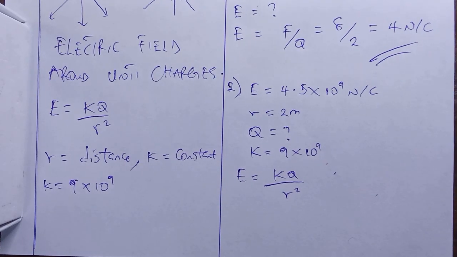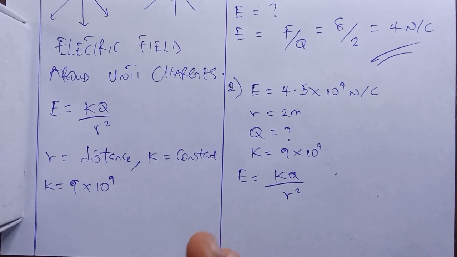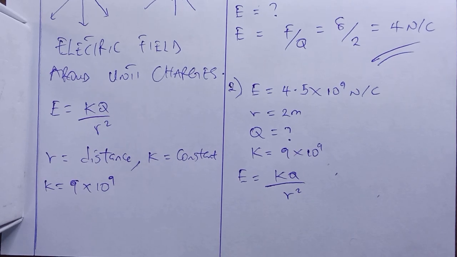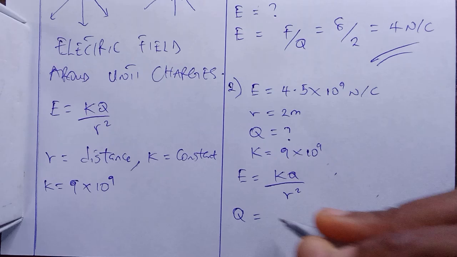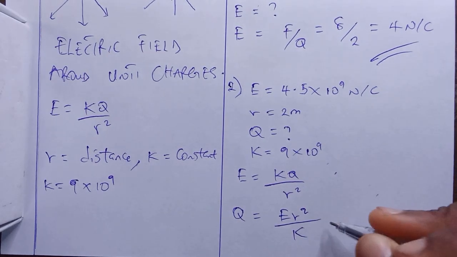This is the formula for electric field intensity at a unit positive charge. So electric field intensity around unit charges. This is the formula. I explained this earlier. But what am I looking for? Looking for Q, not E. So let's make Q the subject of the formula to make our work neat. So Q equals E R square over K, right?